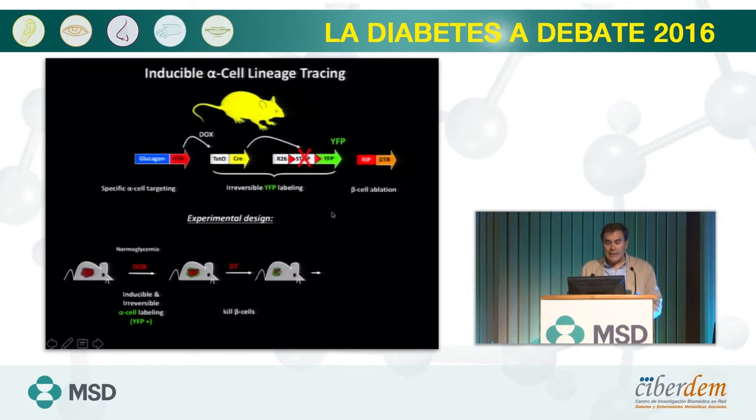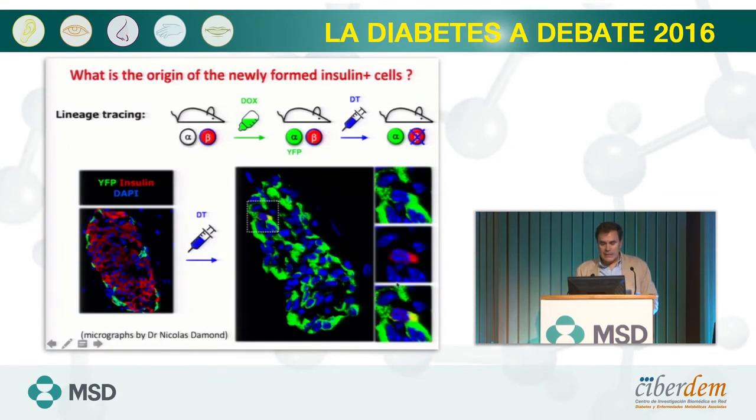So after that, we can decide to destroy the beta cells with this diphtheria toxin receptor transgene, and then wait for regeneration and see whether the newly formed cells are labeled or not. So this is what we did. And as you can see in this example, this is an islet after beta cell ablation. You can only see basically fluorescent cells that are alpha cells. And here you see one cell that is, in fact, an insulin-containing cell, but labeled with the reporter, meaning that this is a reprogrammed alpha cell.